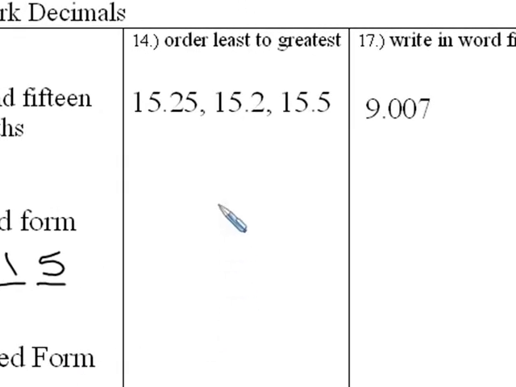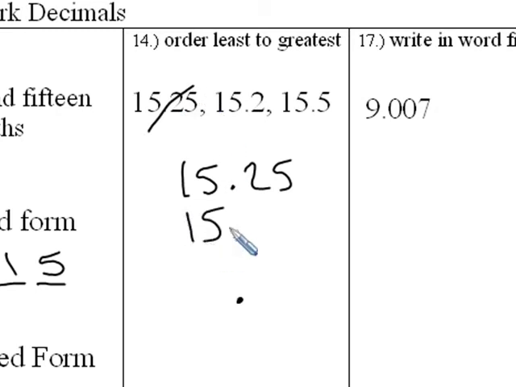For number 14, we want to order those decimals from least to greatest. Again, we're going to want to write the first one, 15 and 2500ths, and then I'm going to go ahead and write two more decimals, okay, because I've used this one, and I'm going to write 15 and 2/10. So make sure my decimals are lined up. And then I'm going to write 15 and 5/10. So I'm going to mark that one out.